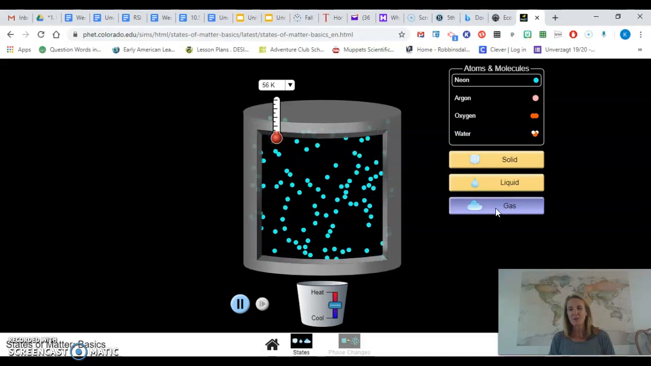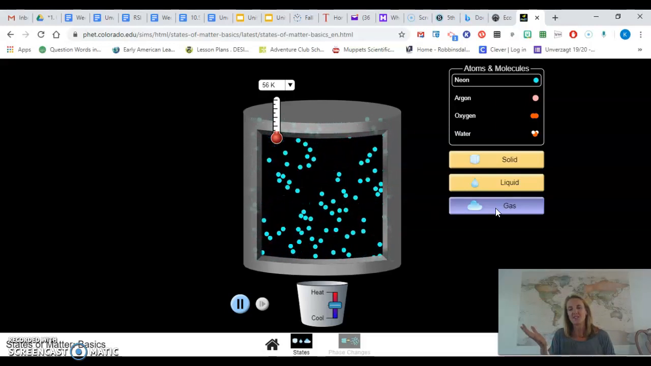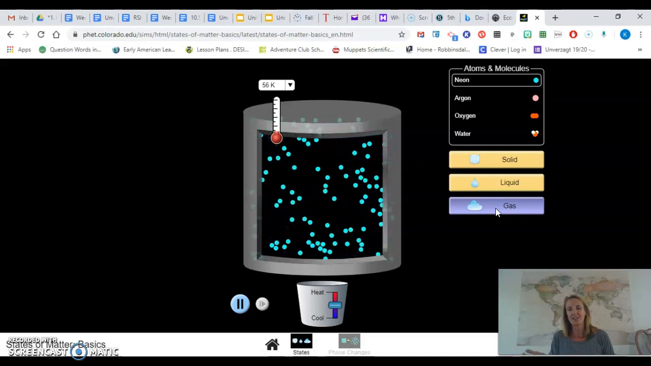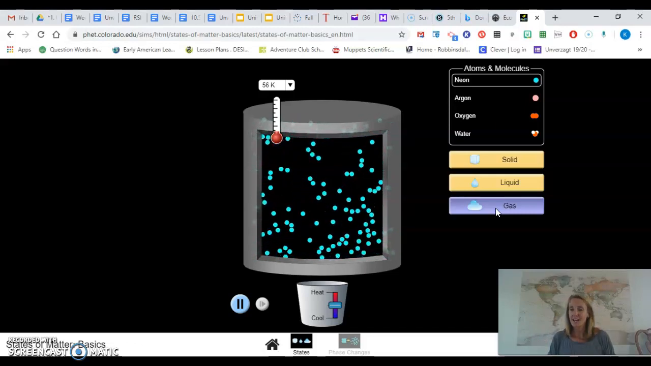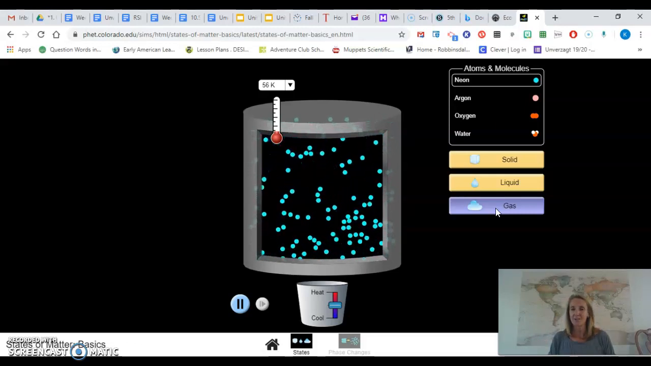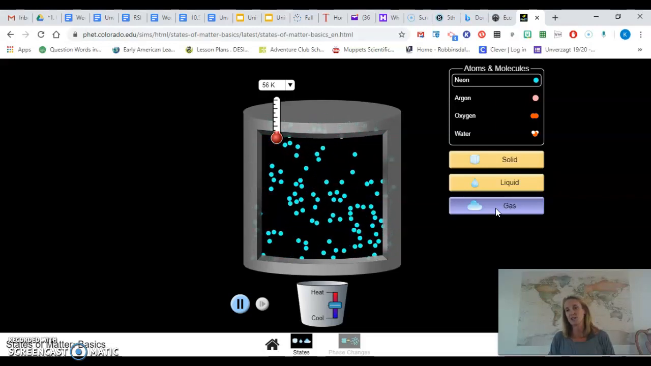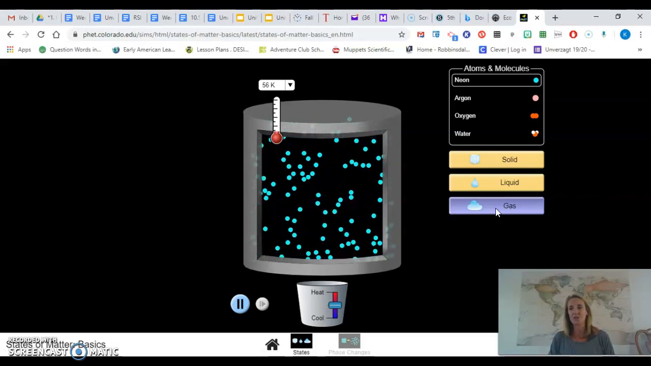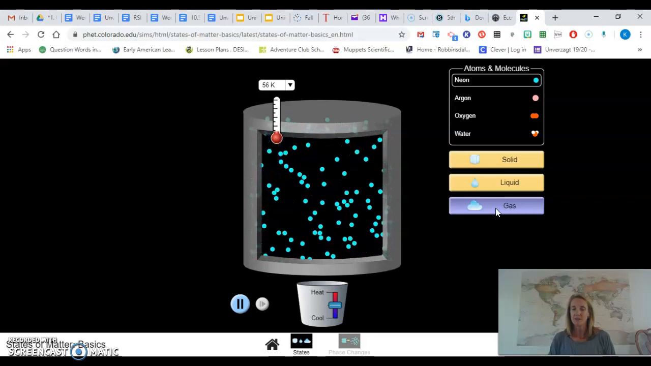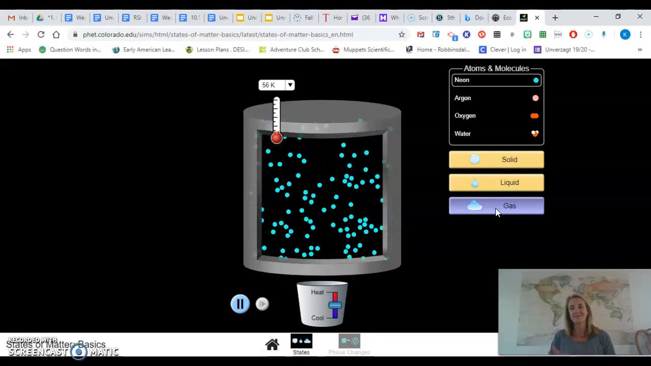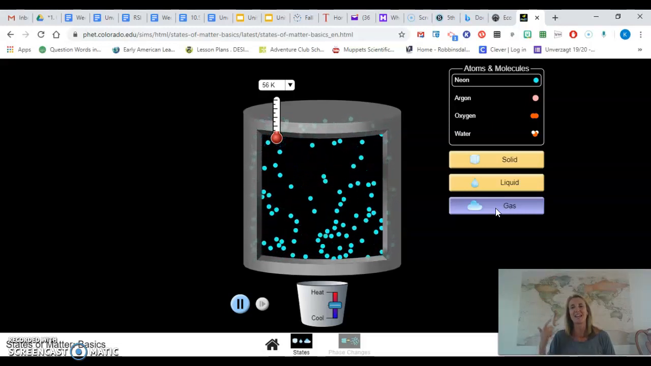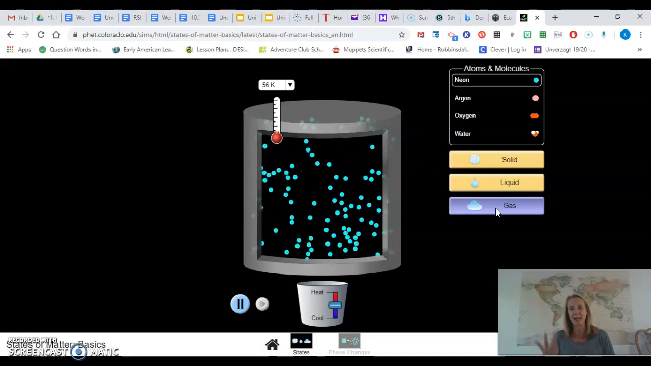All right, so this might be one of the reasons why it's harder to feel that air has weight, but air is still made of atoms and molecules just like a solid or a liquid. Okay, so air is matter, air takes up space, and air has weight.